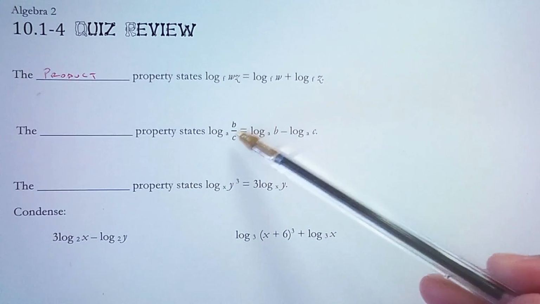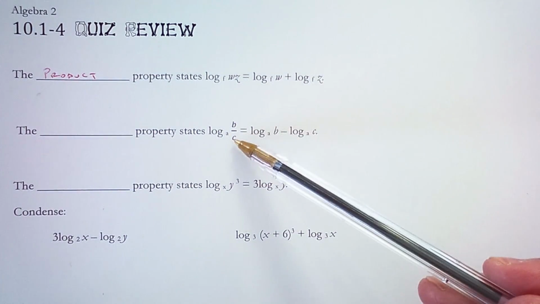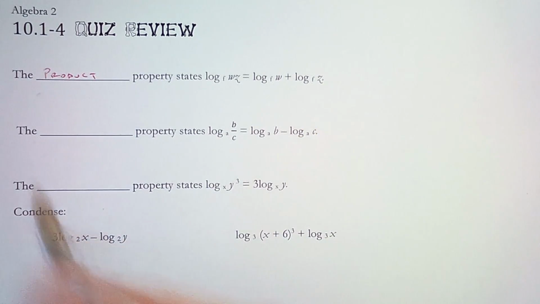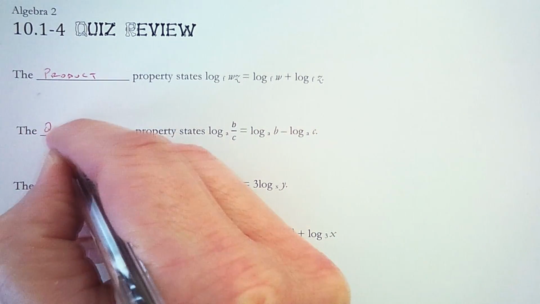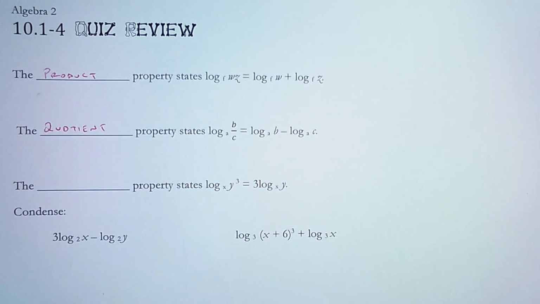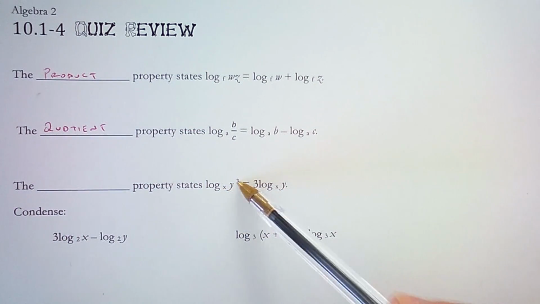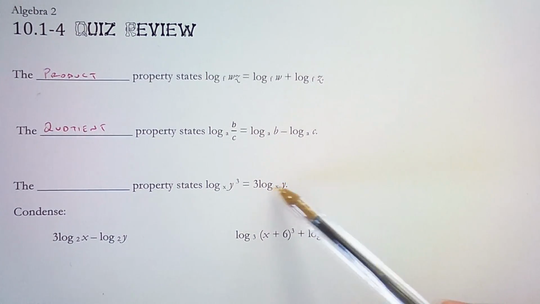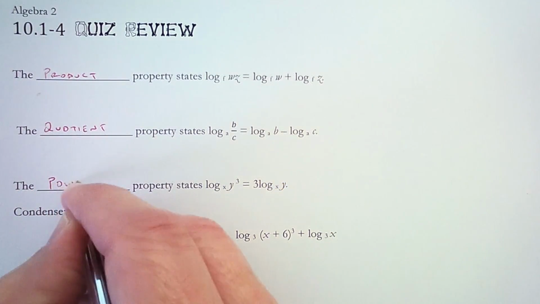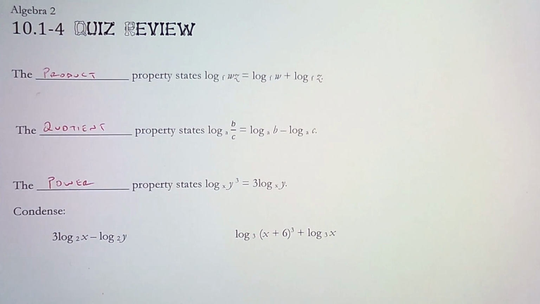There's a property that says that log base a of b over c is the same as log base a of b minus log base a of c, and that is called the quotient property. And a property that states that log base x of y to the third is the same as 3 times log base x of y, and that is called the power property. So we're going to use those three properties to condense and then expand some logarithmic expressions.